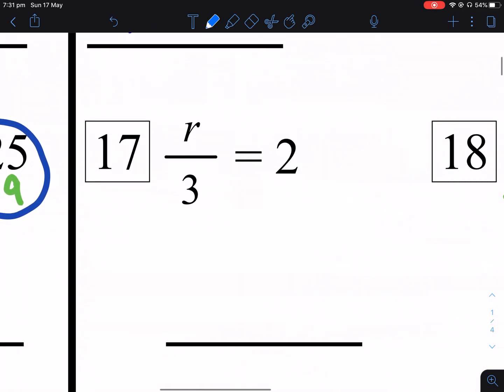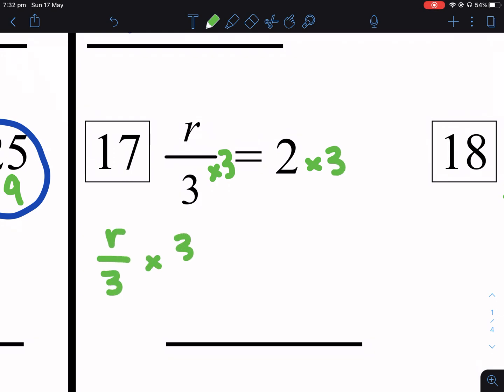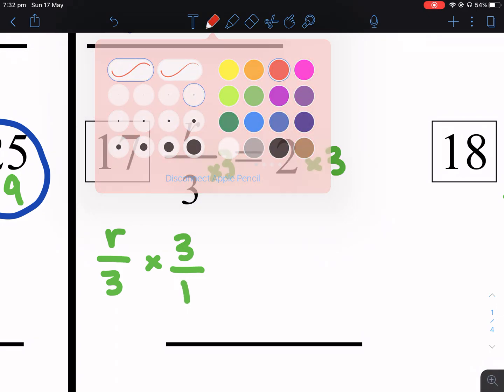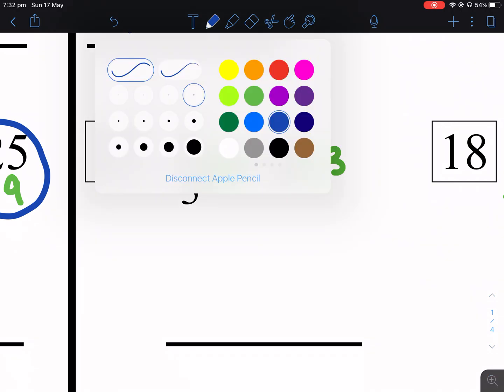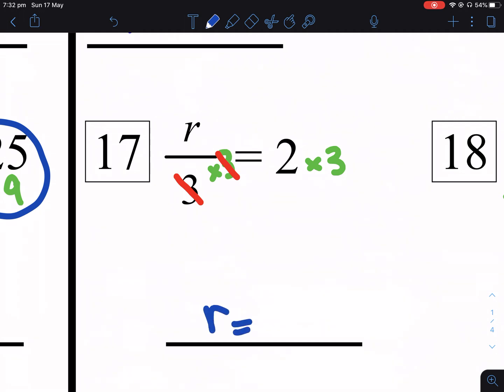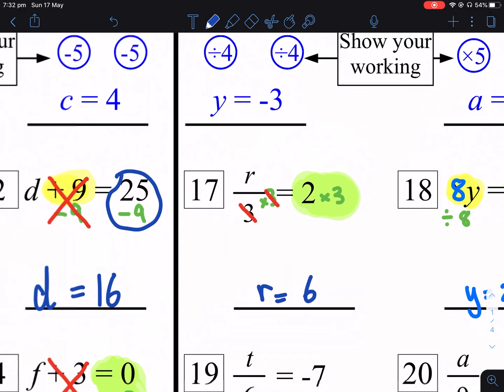So for example, with this one, the 3's on the bottom, so we're going to times by 3. Now this is like saying we've got r over 3 times 3, which is the same as 3 over 1. So they would cancel out. We would end up with r divided by 1, which is just r. Even if you don't understand that, that's okay. The main thing to remember is that this 3 and this 3 will cancel out, and we'll end up with r equals 2 times 3, which is 6. So you always times by what's on the bottom.